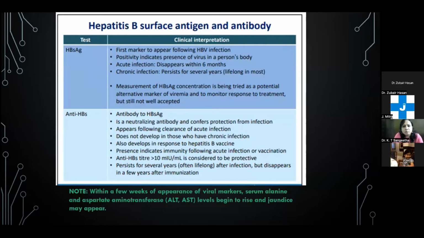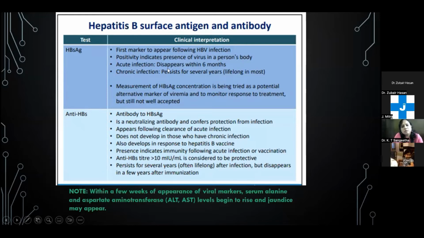So this is the first marker to appear following HBV infection. Actually, it occurs even in the incubation period, almost 2 to 6 weeks before you have a rise in your liver enzymes or even the clinical symptoms. It occurs nearly 2 to 6 weeks prior to elevated liver enzymes. Its positivity indicates the presence of the virus in a person's body, that is, a person is infective.